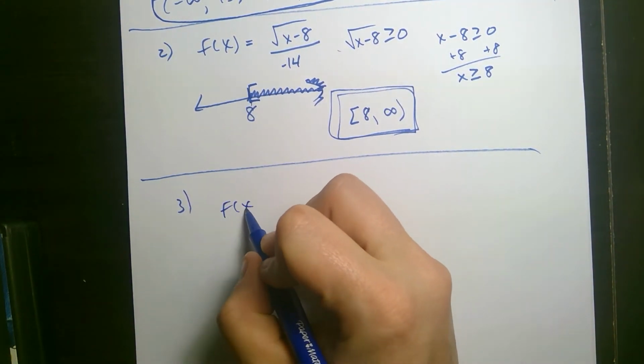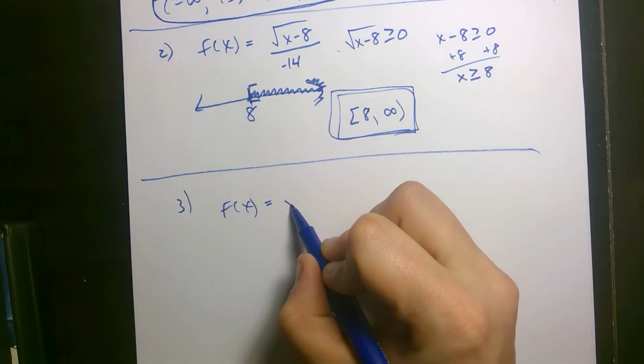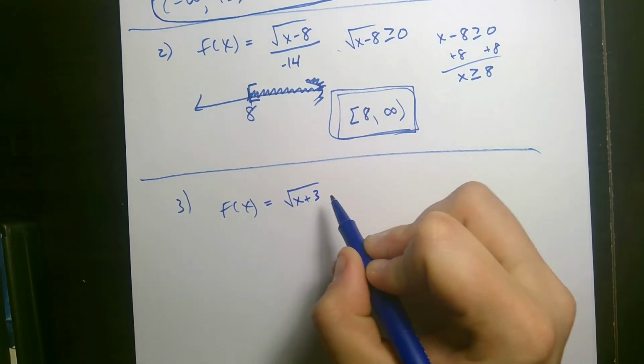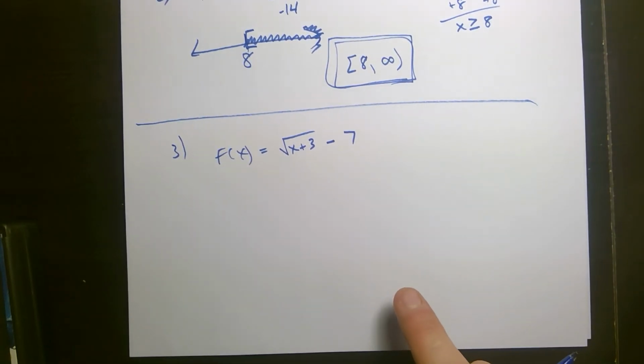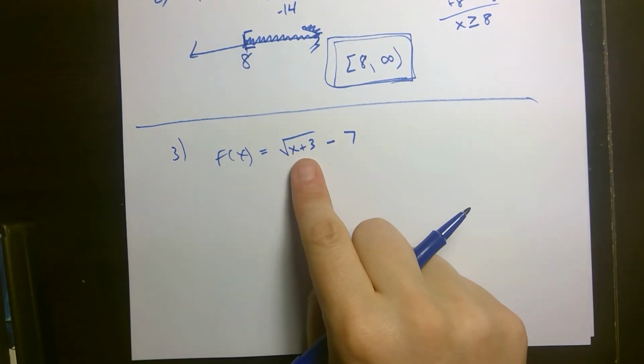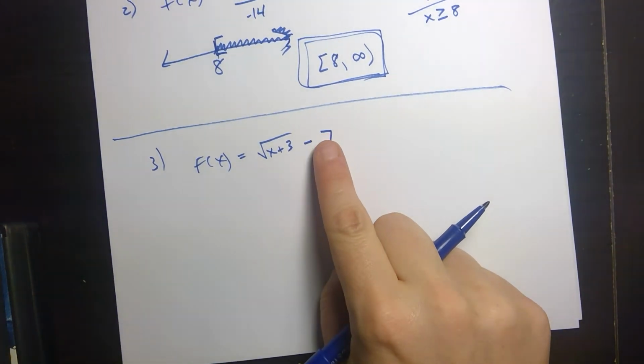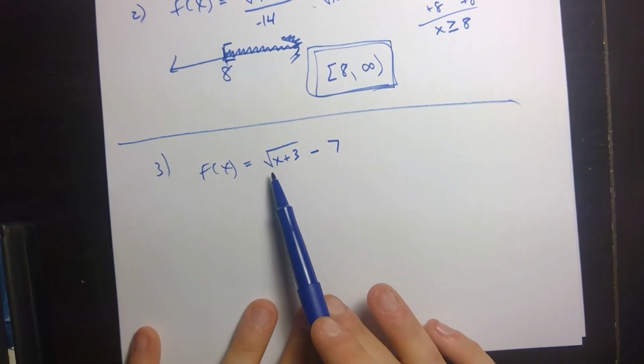Now, number 3 is going to look very similar to the one that we just did. However, there's one teeny tiny difference. So let's say that f of x is the square root of x plus 3, and on the outside I have a minus 7. Well, I look at my rules. Is there a variable in a bottom fraction? No. Is there a square root symbol? Yes. For the time being, I don't care about this guy. I only care about this piece.